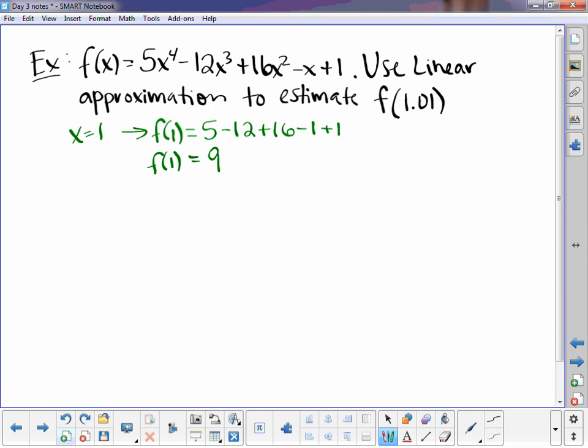Alright, so we want to make the equation now. We've got the point. Now we need the slope. So what do I have to do for the slope again? Derivative. Oh, looky there. We can do the derivative of this, just a polynomial. 20x cubed minus 36x squared plus 32x minus 1.